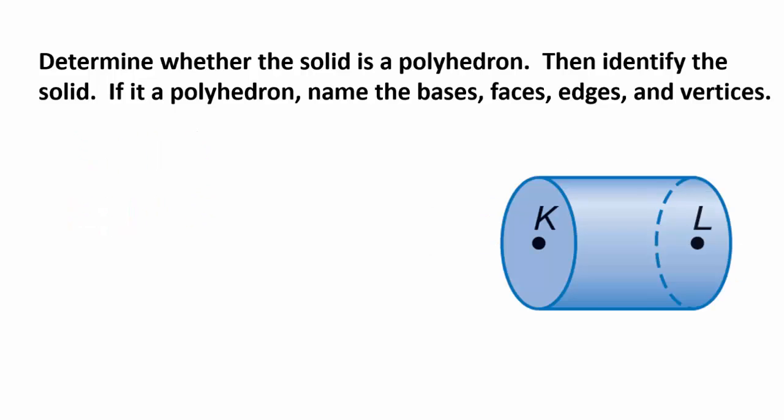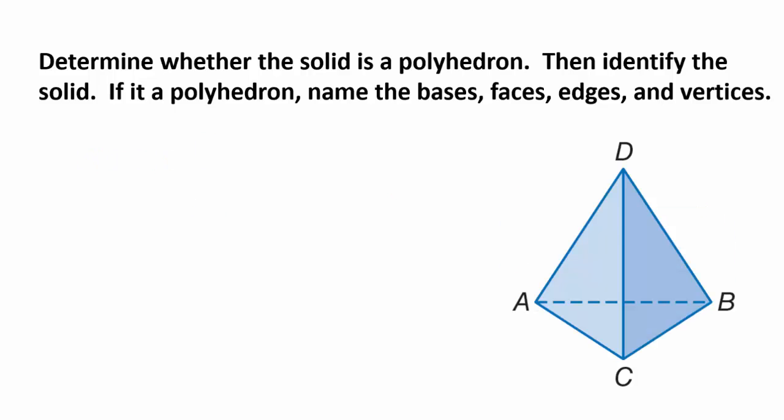This next solid, because it has a curved surface, is not a polyhedron. It has 2 congruent circular bases, so it's a cylinder. So the only bases it has, again, are the 2 circles. So it's going to be circle K and circle L. It has no vertices, no faces, no edges, nothing like that. And all it has are the 2 bases, circle K and circle L.